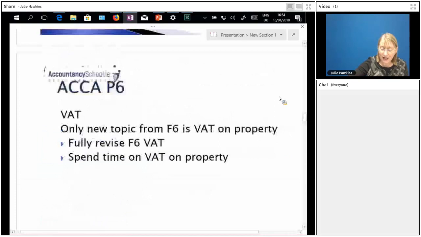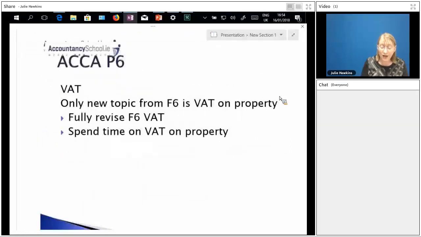Now, we then look at VAT, and to be honest, there's very little new in VAT. Most of the questions that we actually get in P6 an F6 student could actually do. The only new topic is VAT on property. So I spend a little bit of time doing a full revision of F6 VAT because, as I say, a lot of the P6 questions will incorporate our F6 topics. So I like to make sure that we have those fully revised. And I spend a lot of time on our one new area, which is VAT on property.